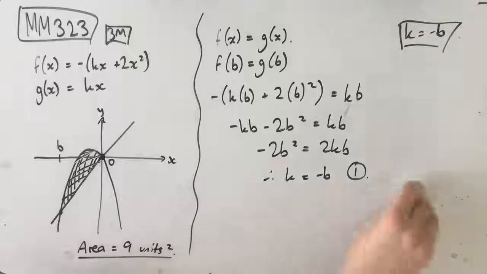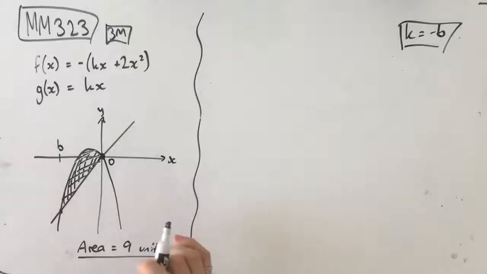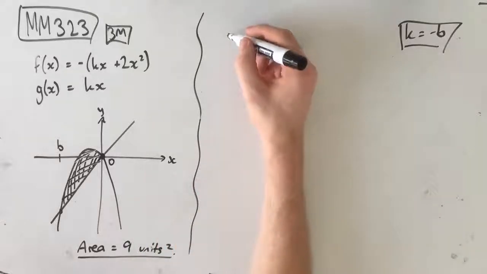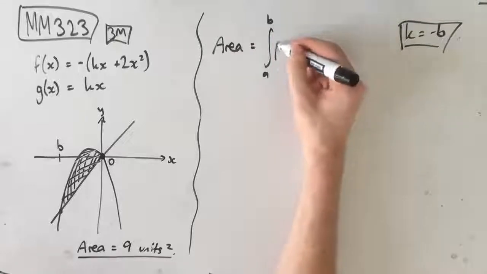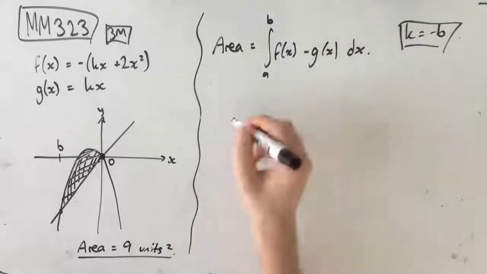So that's our first mark, right? Our first task is to get one in terms of the other. And now we can deal with our area, right? So how do we find the area between two graphs? Well, we use our formula, which is basically the integral from a to b of the top minus the bottom. Awesome.